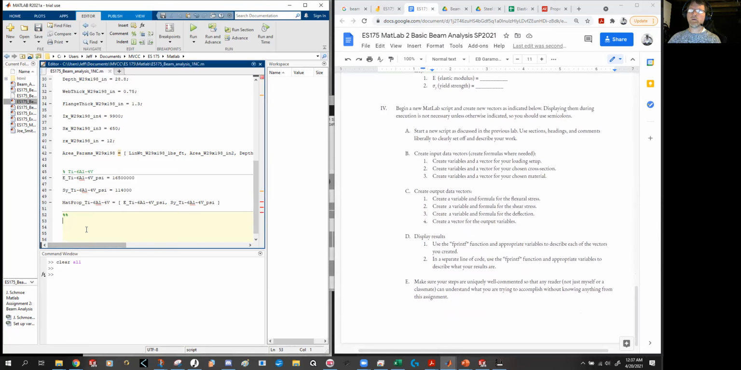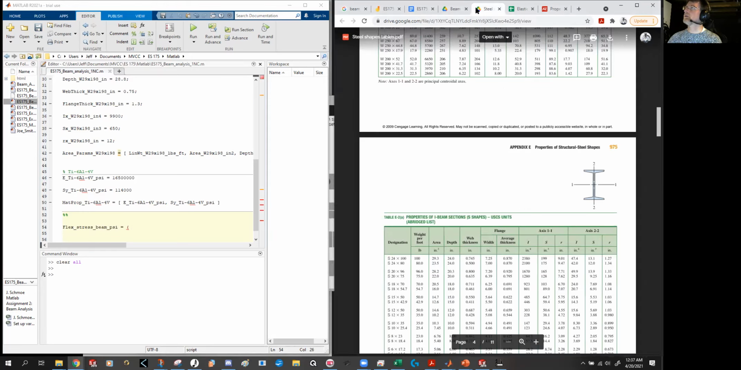So I'm going to call it flex stress beam in psi, and it's going to be just our formula. For me, it's different because I'm doing the simply supported. You're doing the cantilever. So my flexural stress is going to be, where to go? This one? No, this one.